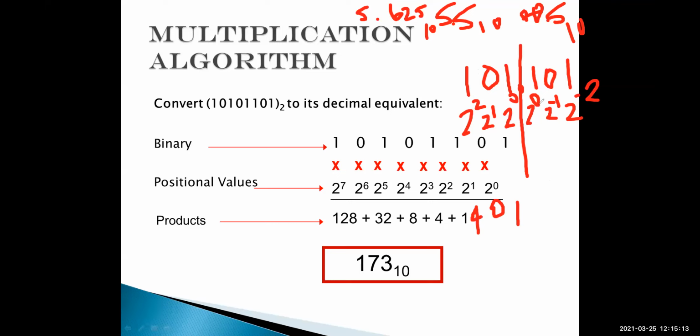Now the right hand side: 2^0 is 1, and 1 multiplied by 1 means 1. Now 2^-1 is 0.5, right? 0.5 multiplied by 0 means 0. 2^-2 means 0.25.